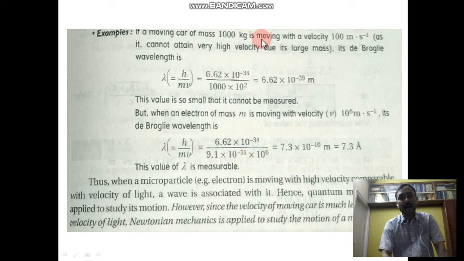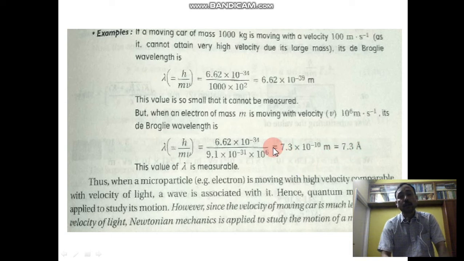But when a car is moving, suppose the car's mass is 1000 kg, moving with 100 meter per second, then its wavelength becomes 6.6 × 10^-39 meters. Its range is very small. This wavelength cannot be measured. But this can be measured.